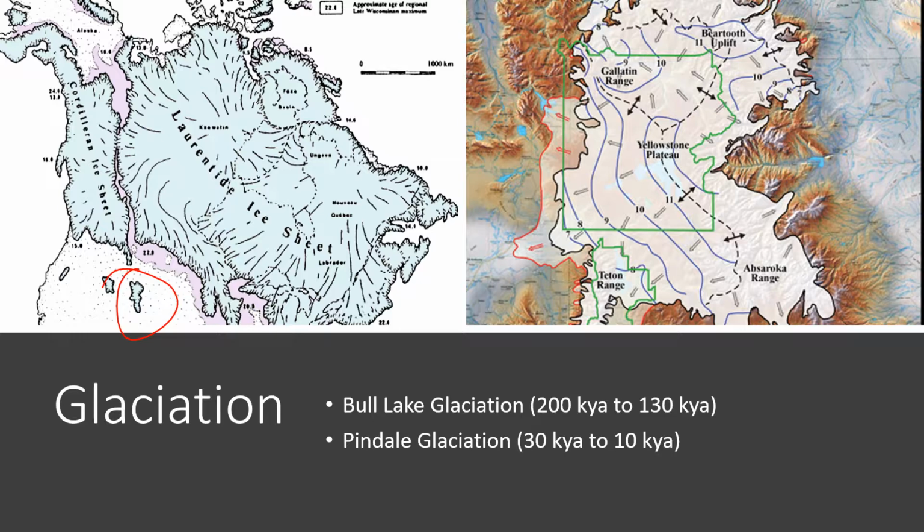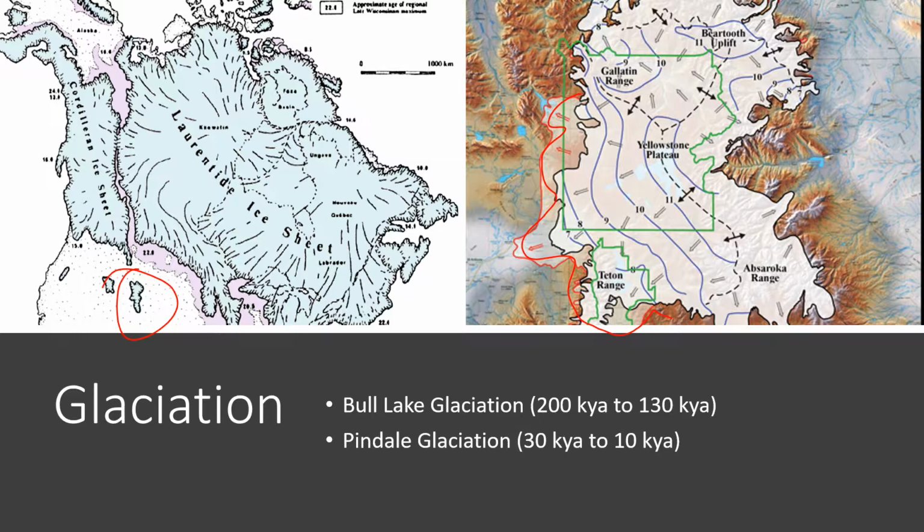And so in Yellowstone and Grand Teton today, what you see is evidence of the two most recent periods of glaciation associated with this local ice sheet in the northern Rocky Mountains in the Yellowstone Plateau area. The one period of glaciation is called the Bull Lake Glaciation, which lasted from about 200,000 years ago to about 130,000 years ago. And so in this picture here, you can see in red the extent of the glacier during the maximum extent during the Bull Lake Glaciation period.